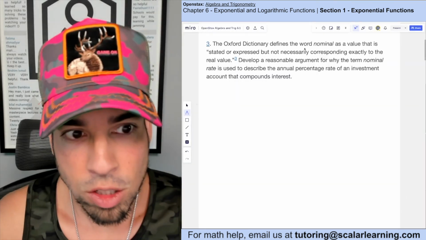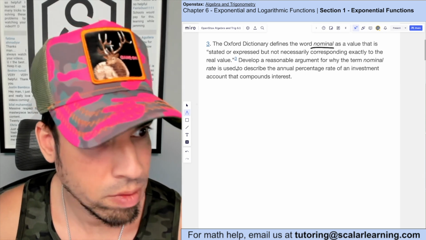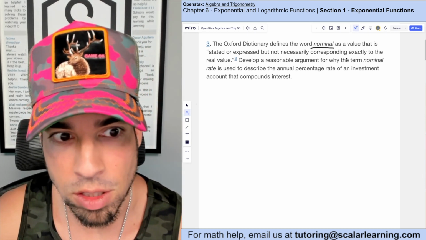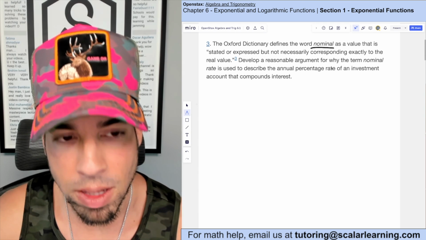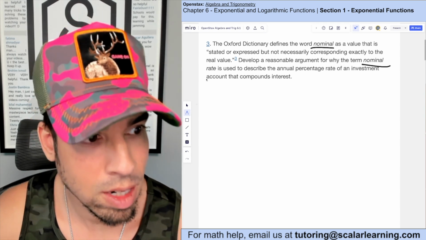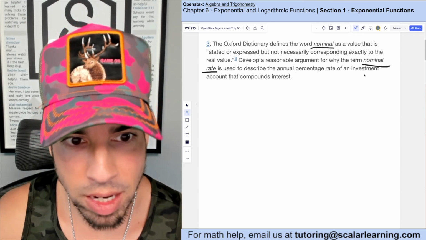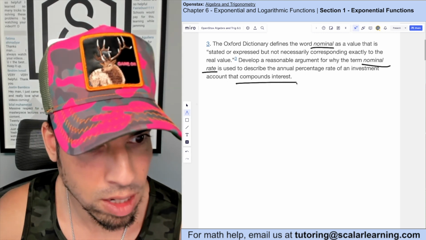Boom, done. The Oxford Dictionary defines the word nominal as a value that is stated or expressed, but not necessarily corresponding exactly to the real value. Develop a reasonable argument for why the term nominal rate is used to describe the annual percentage rate of an investment account that compounds interest.